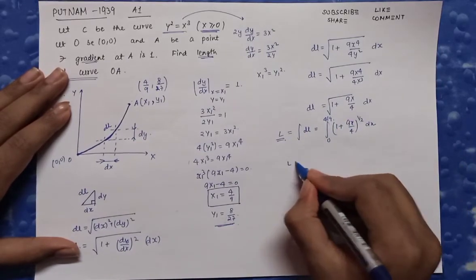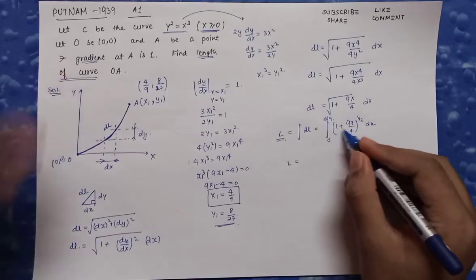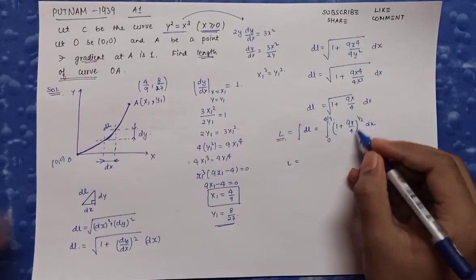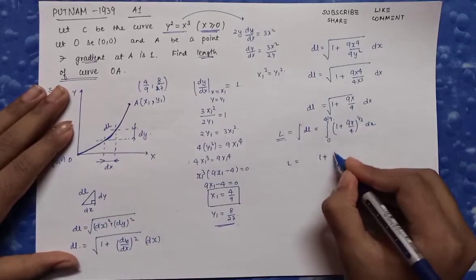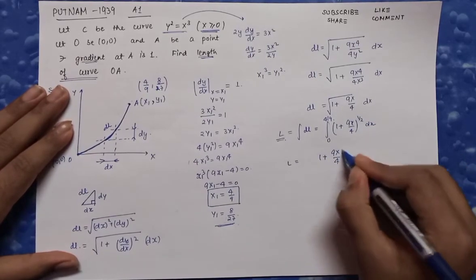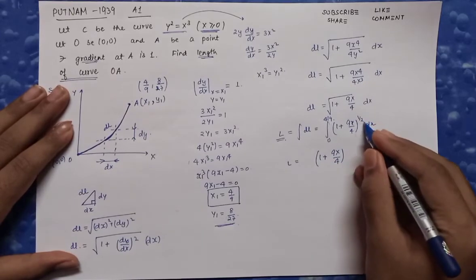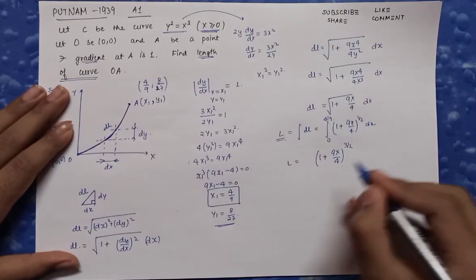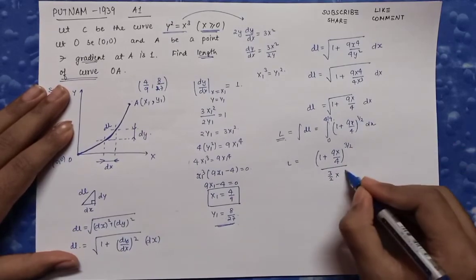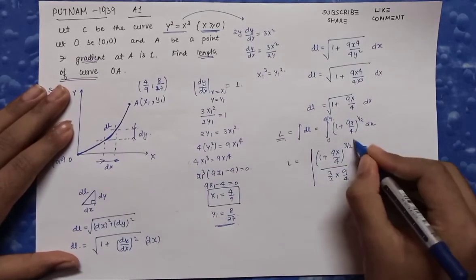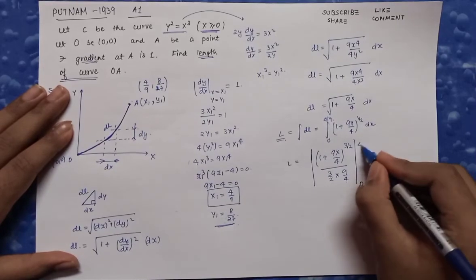length. So L equals, because this is 1 plus 9x by 4 whole raised to the power 1 by 2, we can simply apply the formula of integration, that is, we get 1 plus 9x by 4 whole raised to the power 1 by 2 plus 1, that is 3 by 2, and here also 3 by 2, multiplied by the coefficient of x, that is 9 by 4, and we will apply the limits as well.